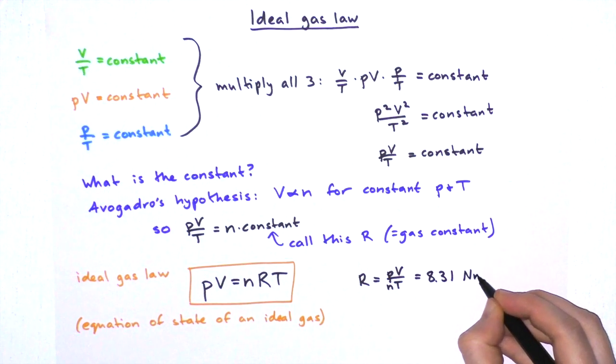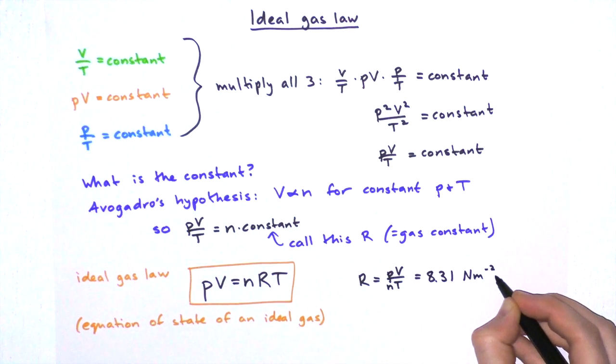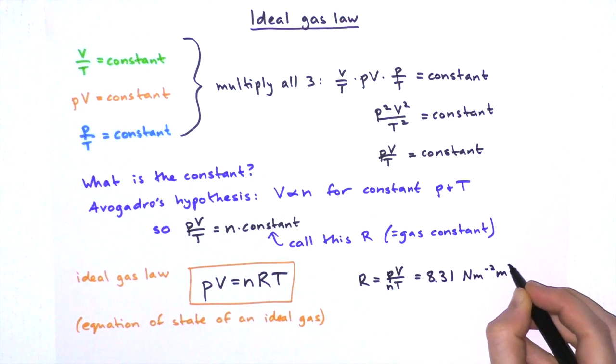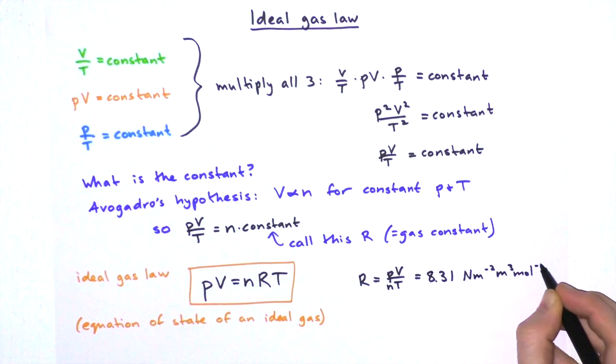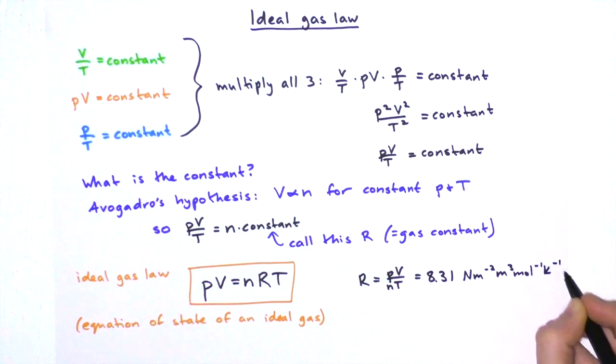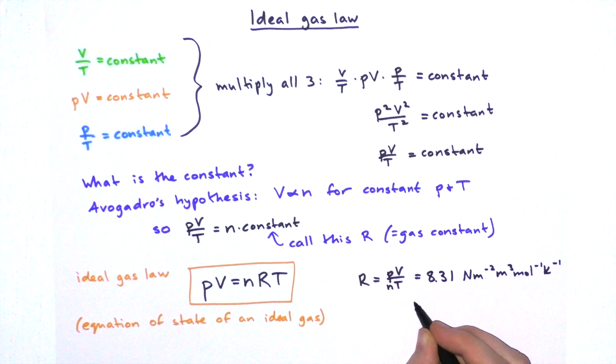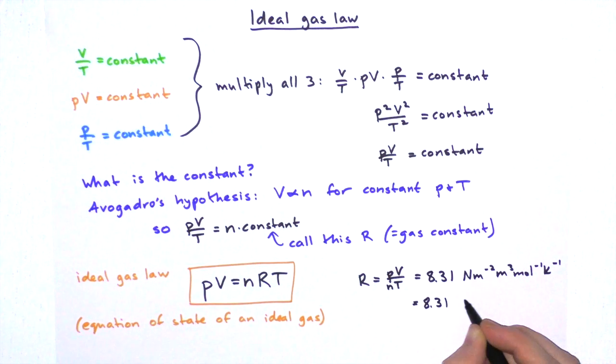And now we're going to have to do some units. So pressure is in newtons per meter squared. Volume is in meters cubed. n is number of moles, which is just in mole, and because it's in the denominator, we call it mole to the minus 1. And temperature is in kelvin, so we get a kelvin to the minus 1. And let's see if anything cancels here. We've got m to the minus 2, and then we've got m cubed. So that means that we're going to have newtons times meters, and newton times meters makes joules.